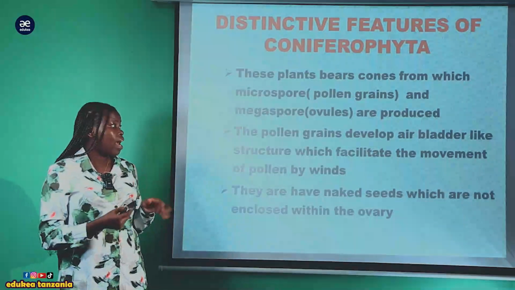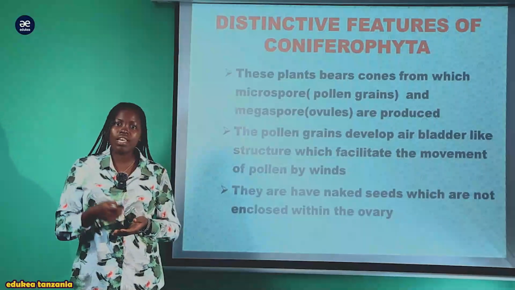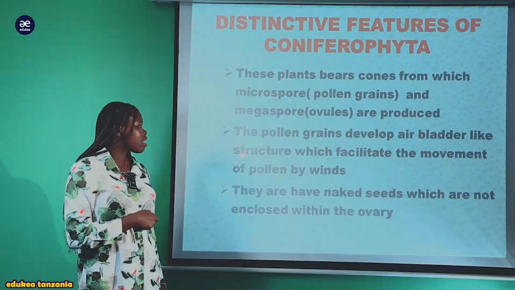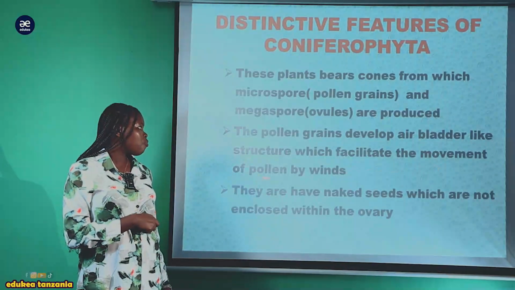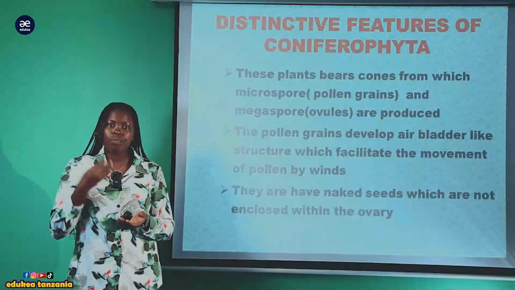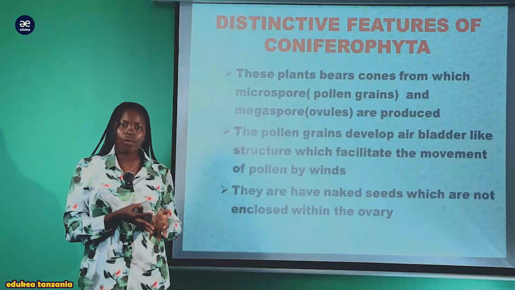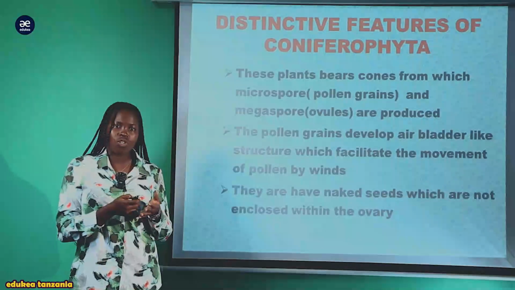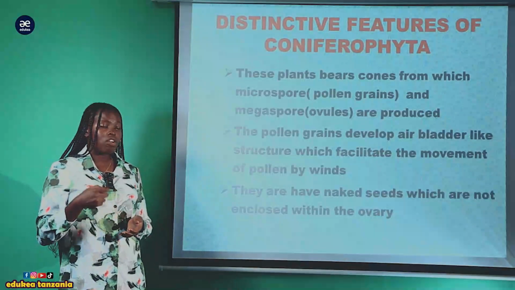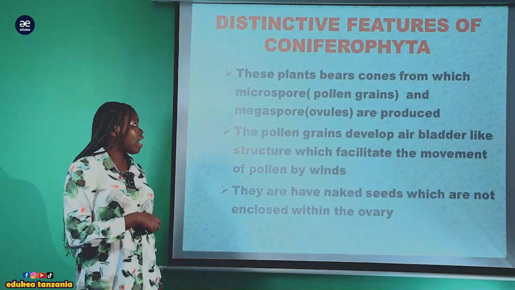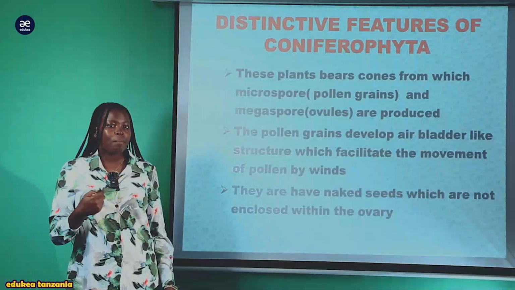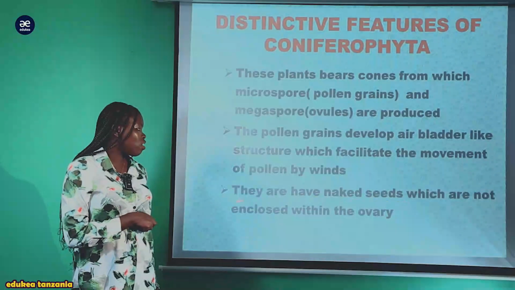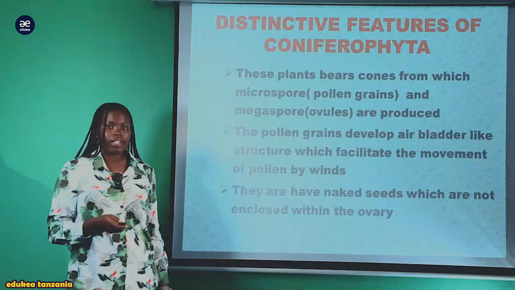Also, the pollen grains develop an air bladder-like structure which facilitates the movement of pollen by wind. These plants are wind-pollinated, meaning that they depend on the wind to carry their gametes to the female for fertilization. So, as an adaptation to wind pollination, their microspores develop this air bladder which facilitates the movement of pollen by wind for the fertilization process. Also, they have naked seeds which are not enclosed within the ovary. As the term also identifies, they are gymnosperms, meaning that they have naked seeds since they are non-flowering plants.